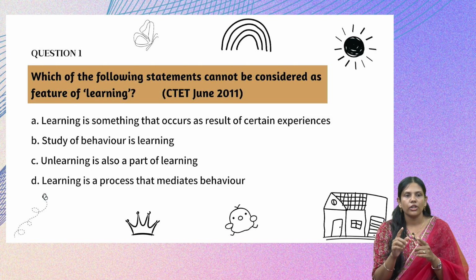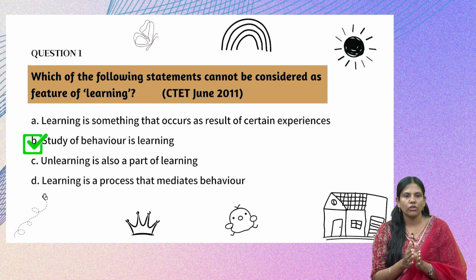If you see the options A, C and D, all refer to the features of learning. But if you see "study of behavior is learning", that is not a feature of learning. So the answer is B. Study of behavior is learning. This is not a feature of learning.